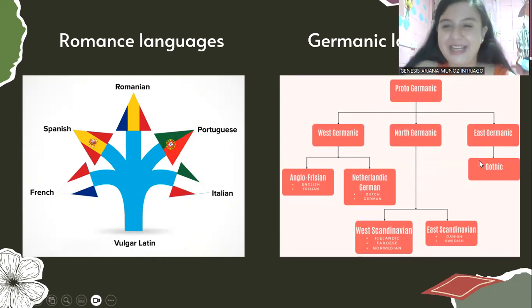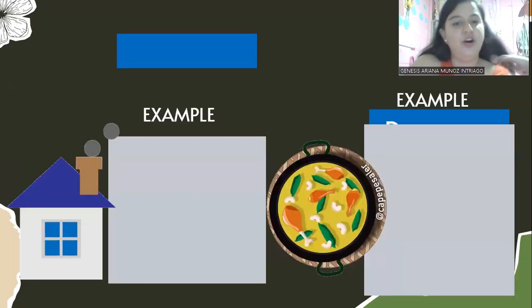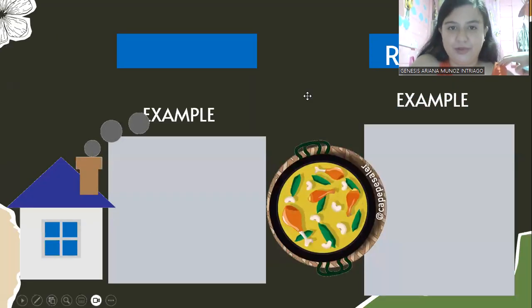Okay, Germanic languages. As you see, here we can find English, here we can find German, Dutch, Icelandic, and all of them, okay? All of them are examples of the Germanic language family and the Romance language family. Okay, let's look at some examples.